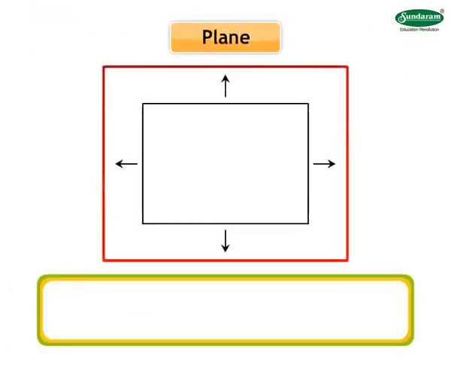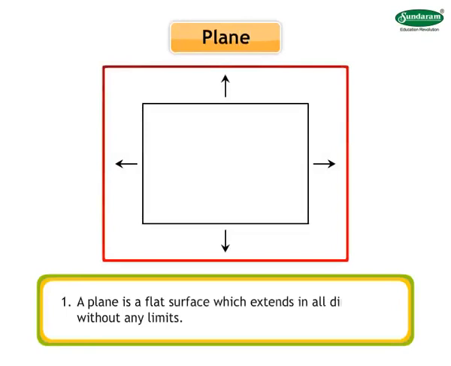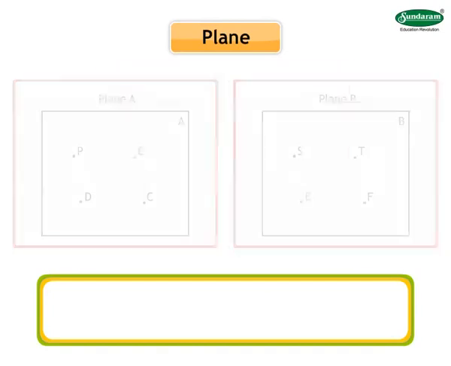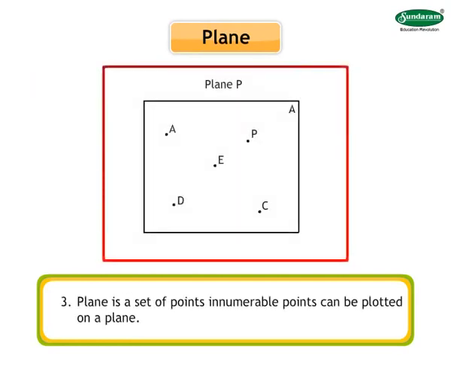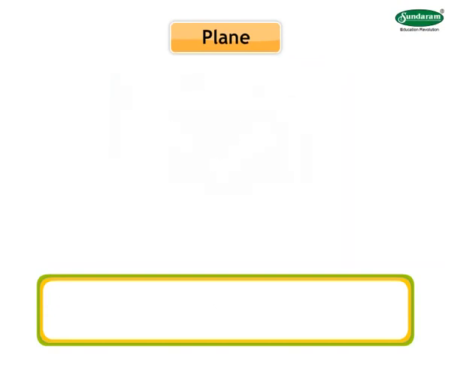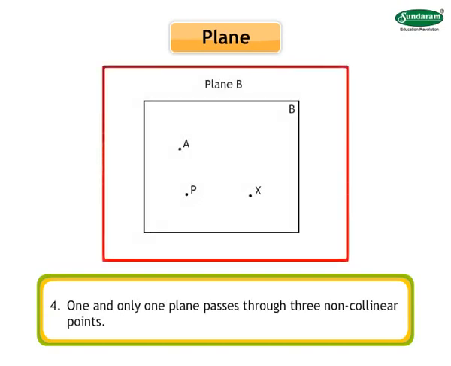Plane. A plane is a flat surface which extends in all directions without any limits. Plane is denoted by one capital letter. Example, plane A, plane B. Plane is a set of points. Innumerable points can be plotted on a plane. One and only one plane passes through 3 non-collinear points.